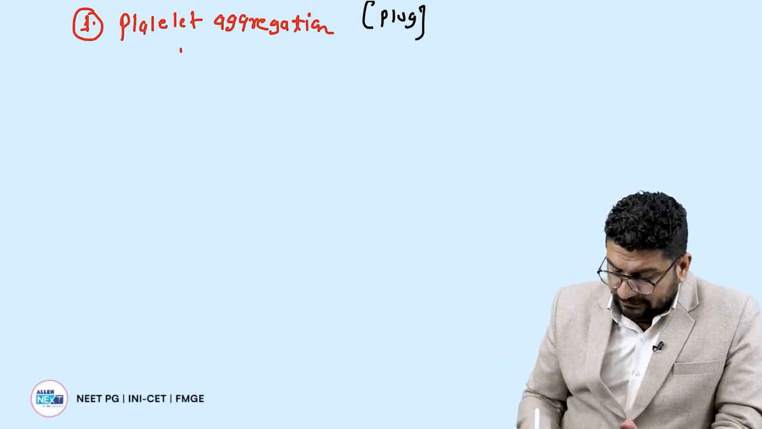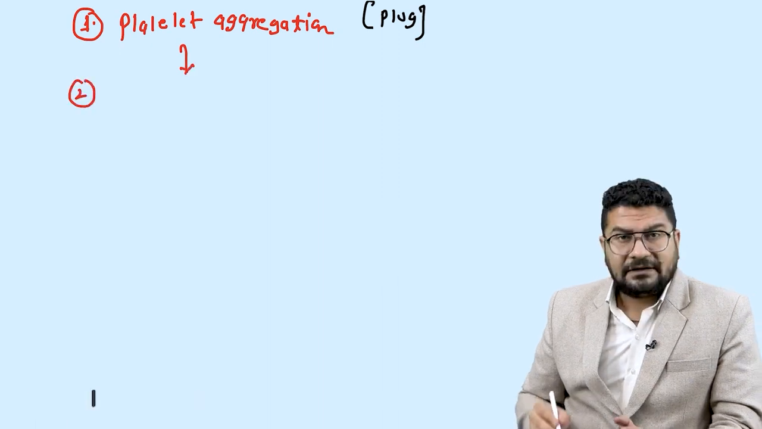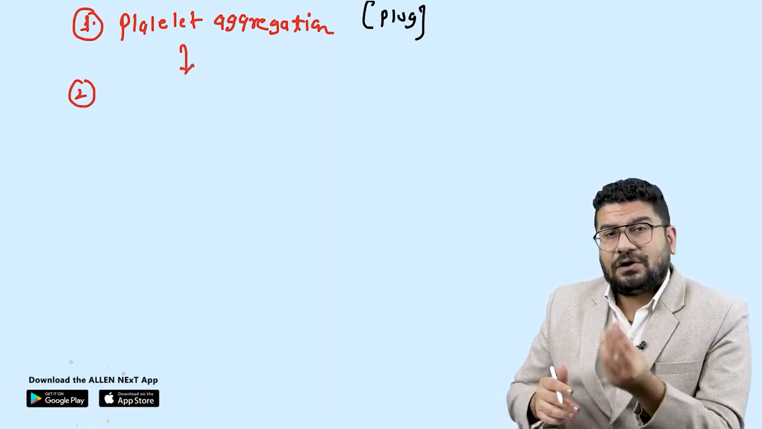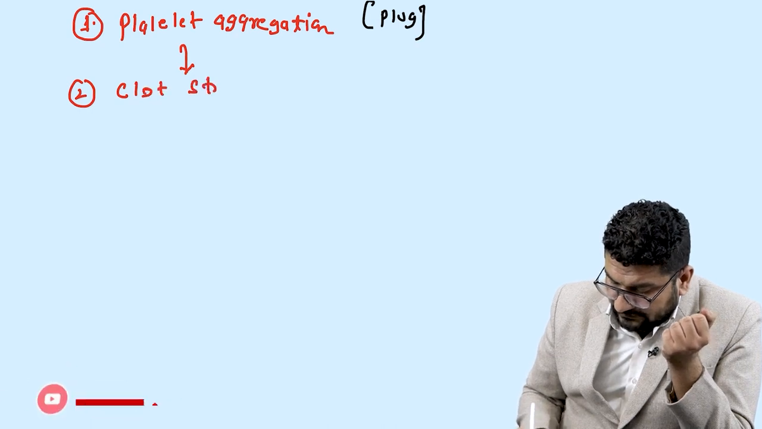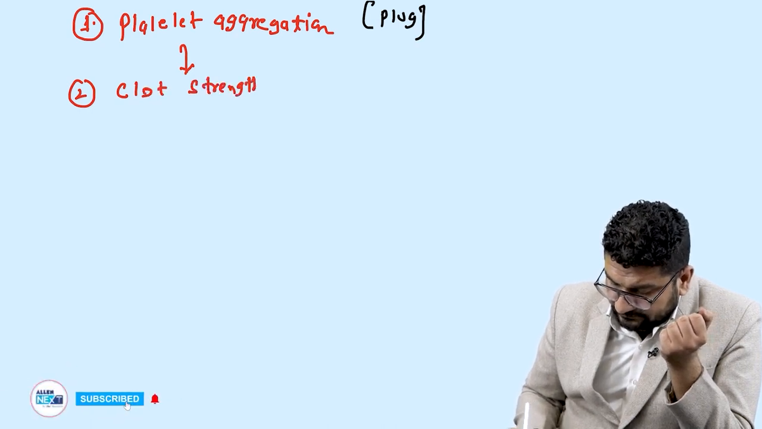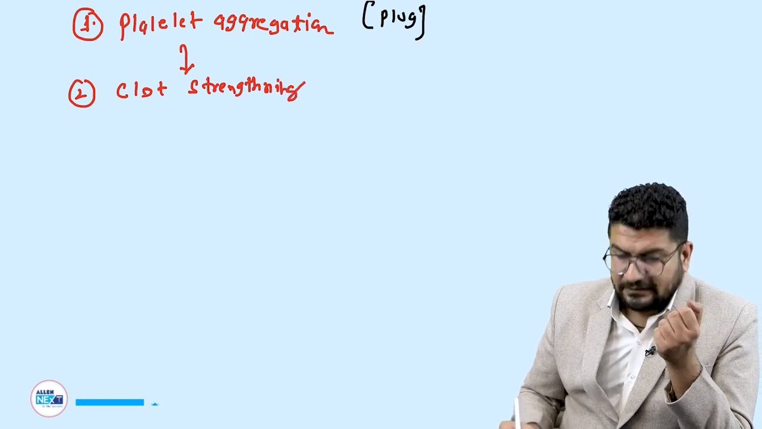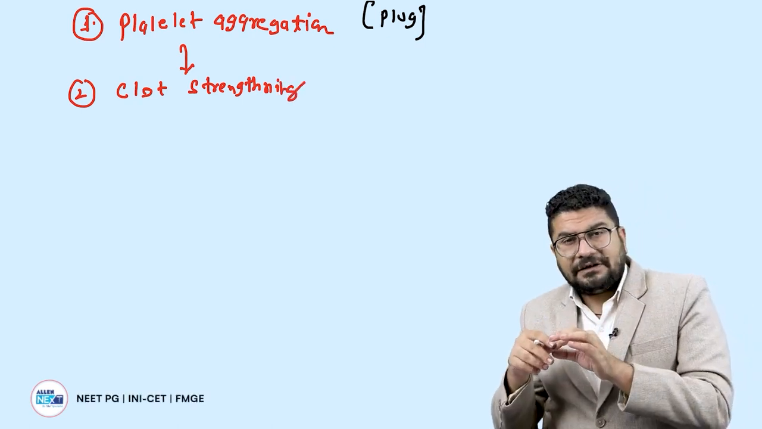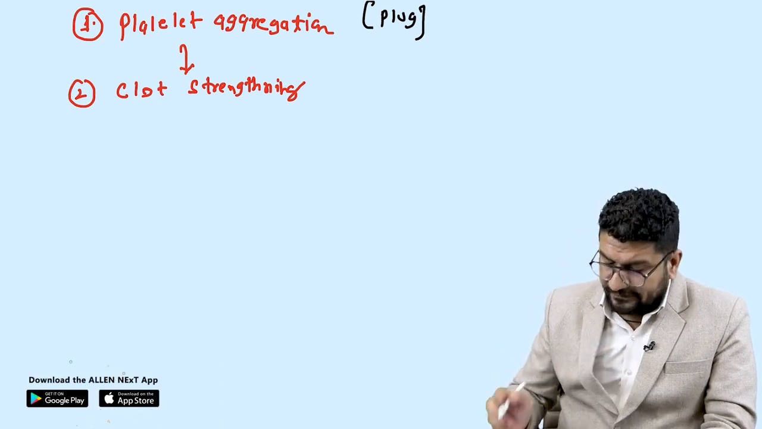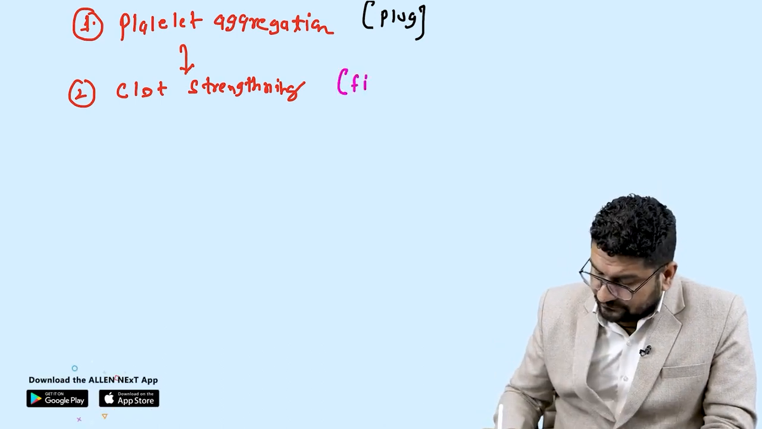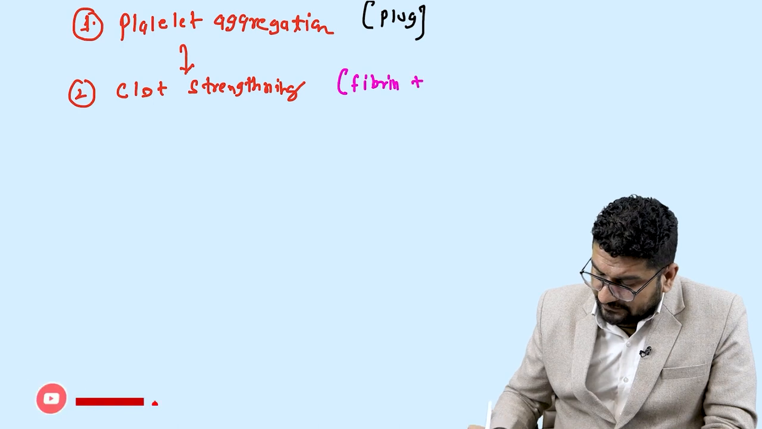So then this platelet aggregation will ultimately be stabilized by clotting factors. We call that clot strengthening. There is clot strengthening, and this clot strengthening means there will be interaction of fibrin with platelets. So fibrin will basically reinforce the platelets. So it is due to fibrin and platelets.